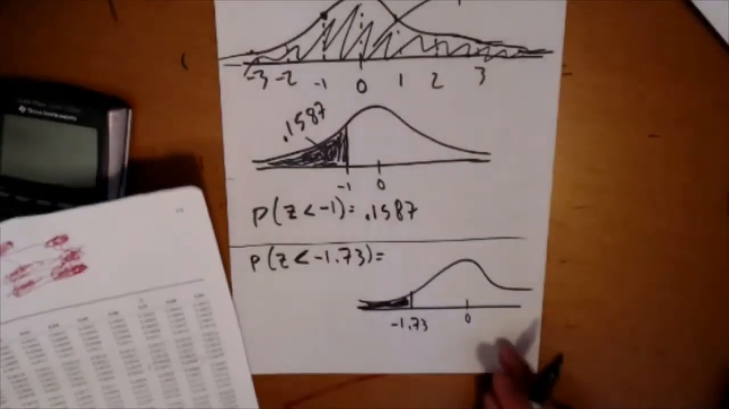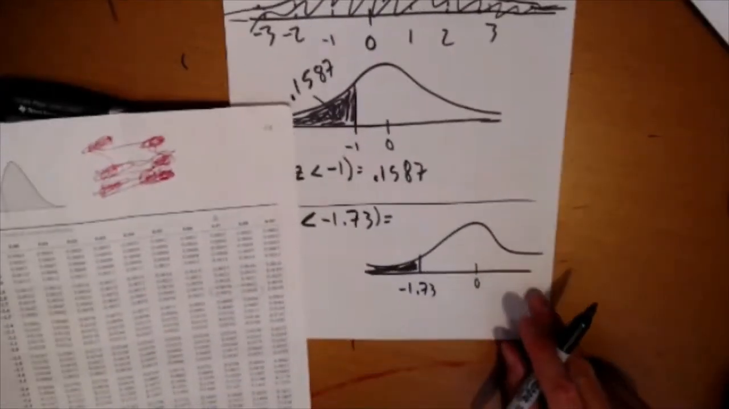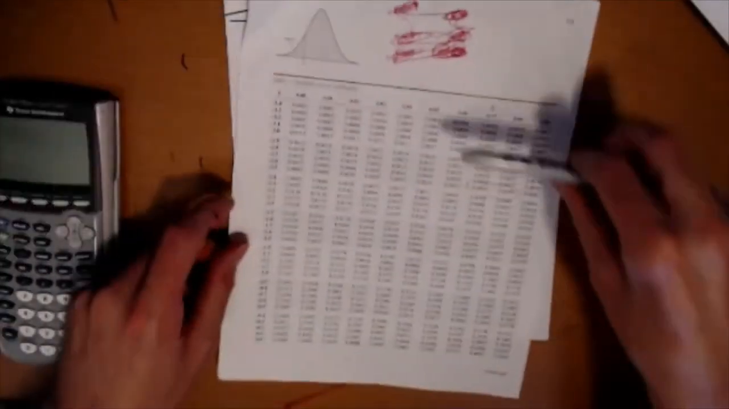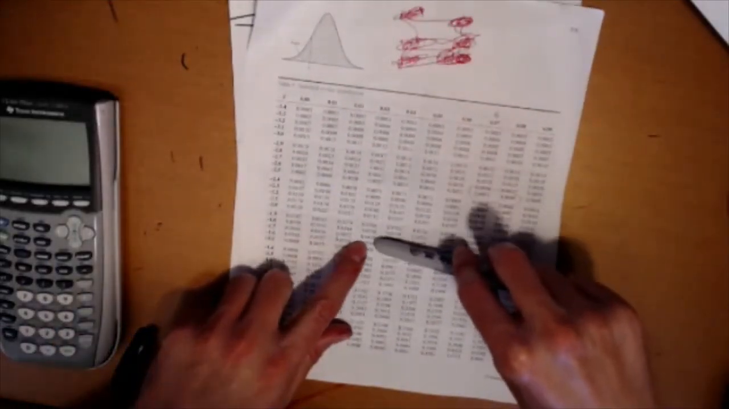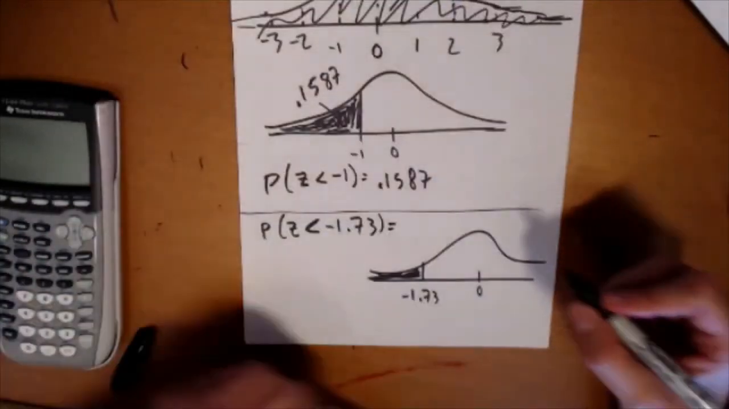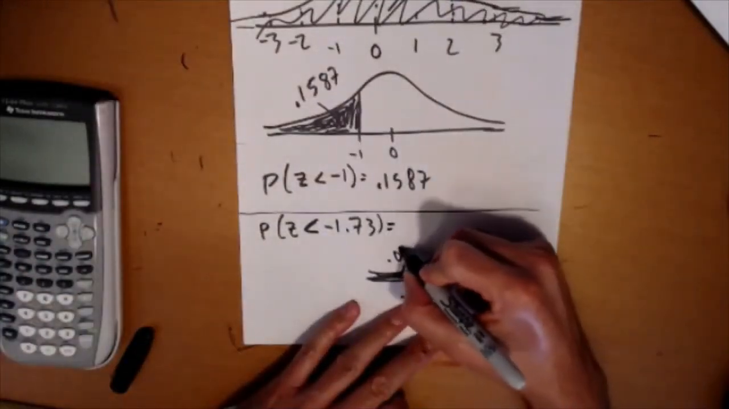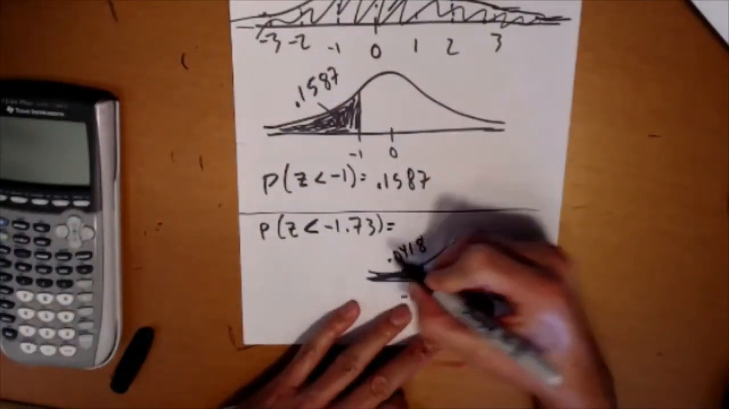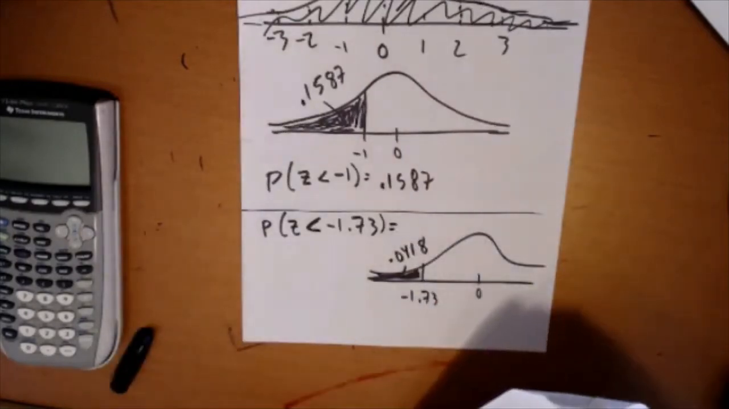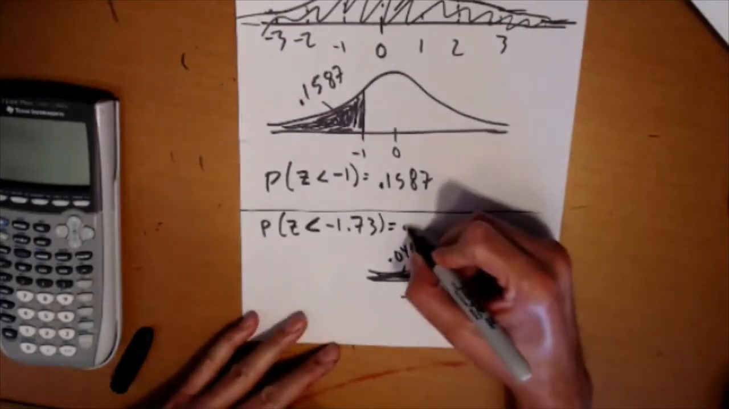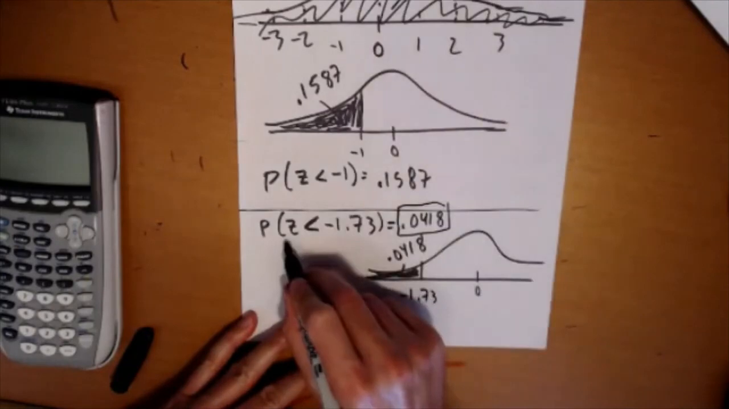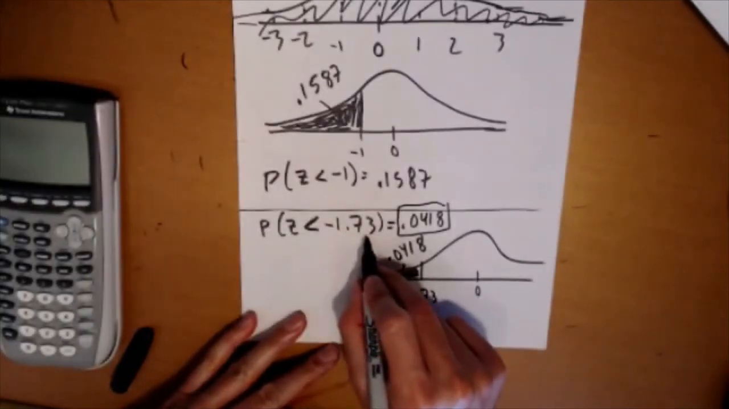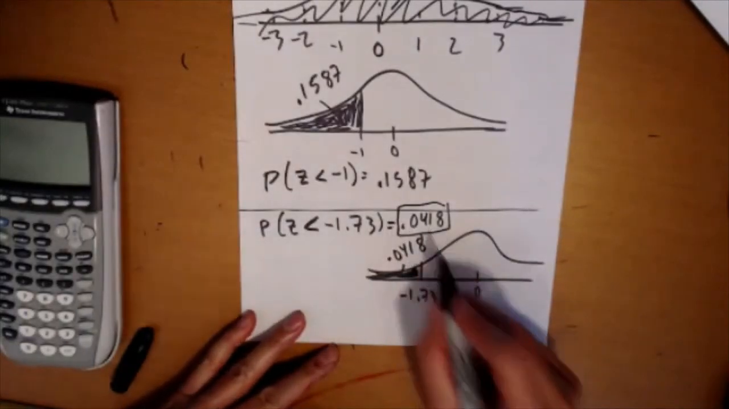Okay. So my little table that I'm going to post for you in the video is left tail. And so I go down to -1.7, and then in the column of 03, and I should see 0418. 0.0418. -1.73, 0418. So that's my answer, 0.0418. How much area is to the left of -1.73? About 0.0418.